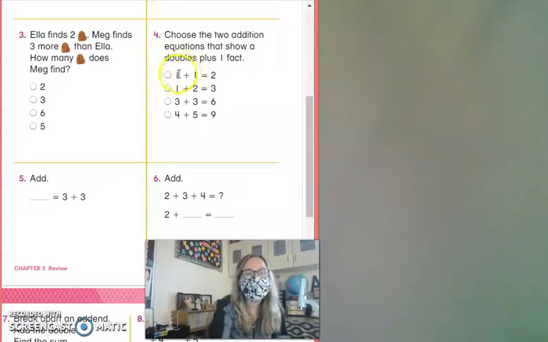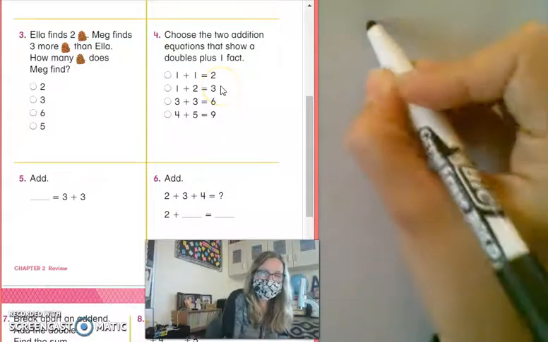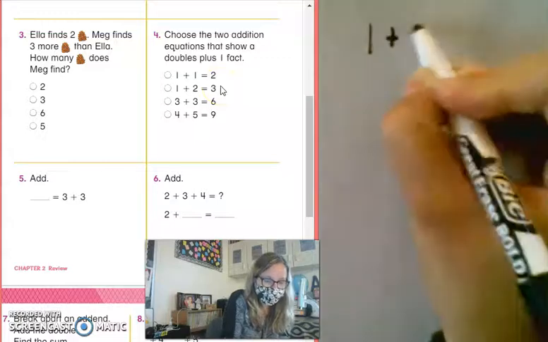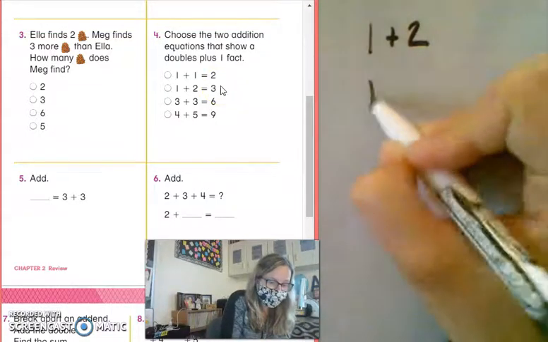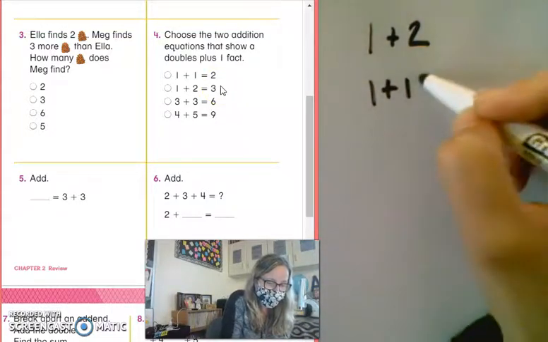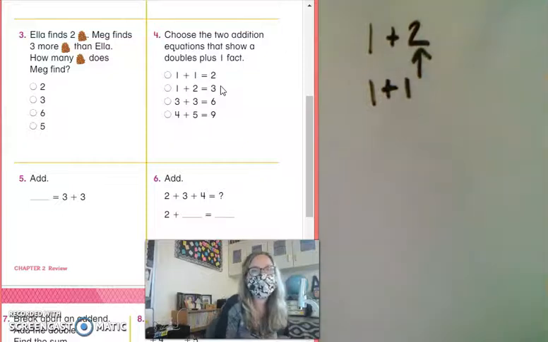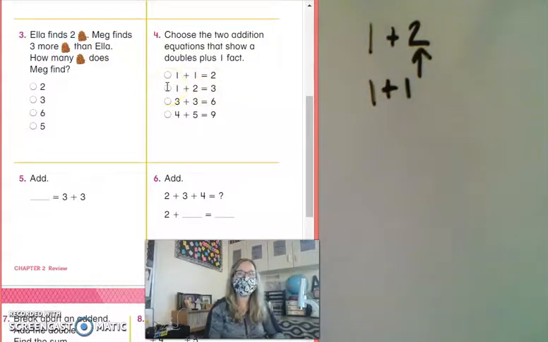We're looking for doubles plus 1. Well, number 1, 1 plus 1 equals 2. That's a doubles. So is that a doubles plus 1? No. Look at number 2. I have 1 plus 2. Well, I know 1 plus 1, and 1 more than that would be 2. So 1 plus 2 is a doubles plus 1. So you can fill in that one.